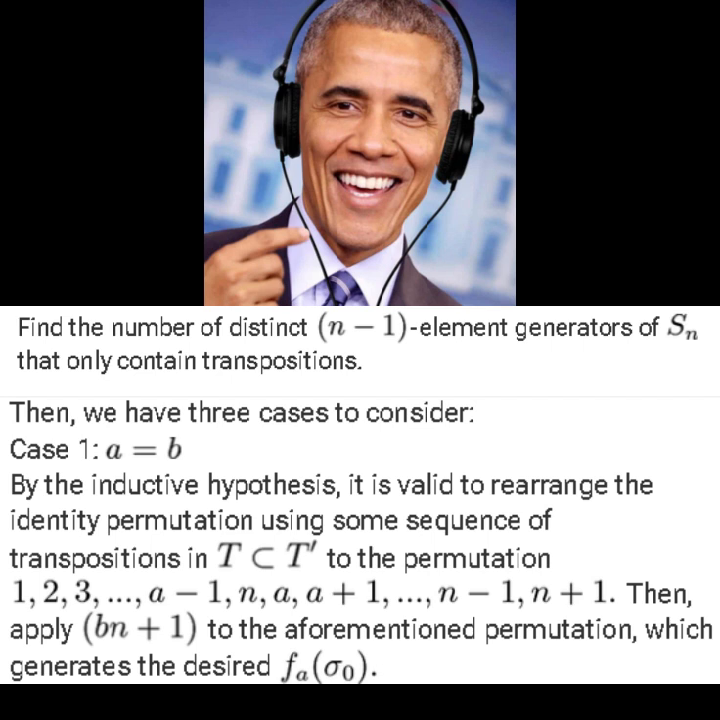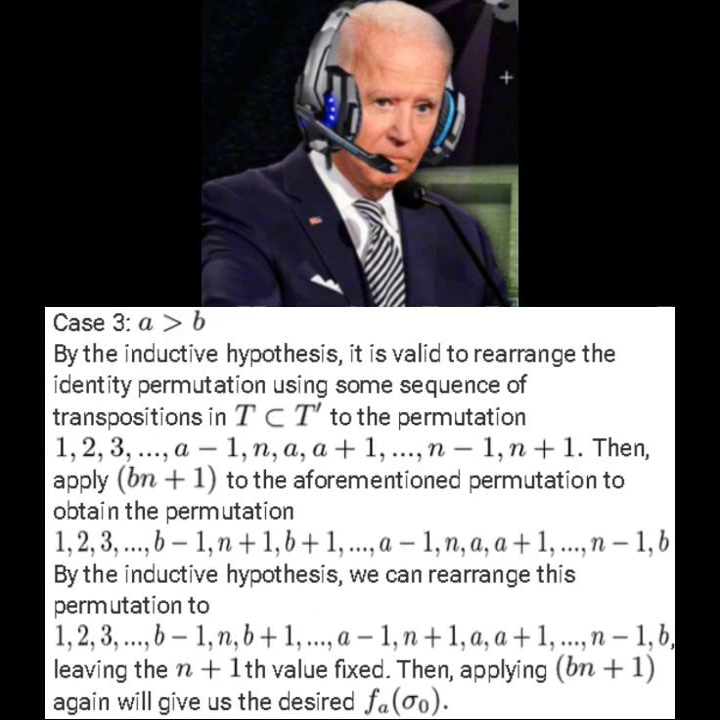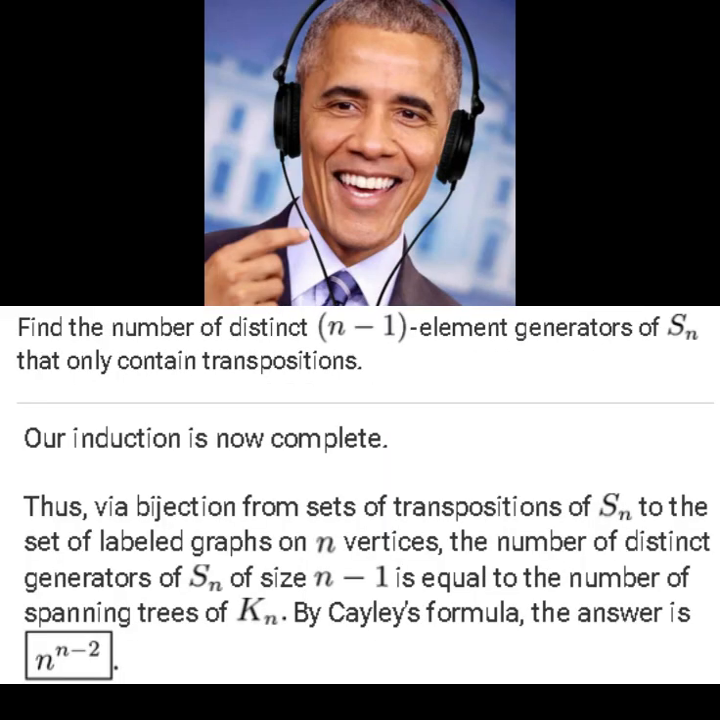The first case is when they're equal, in which we can use the inductive hypothesis to rearrange the first n values of the permutation to what's convenient, and then apply the new transposition (b n+1) to get the desired permutation. The other two cases, where a is strictly less than or greater than b, are similar, except you need to alternate between applying the inductive hypothesis and the new transposition (b n+1) twice, in order to get the desired permutation.